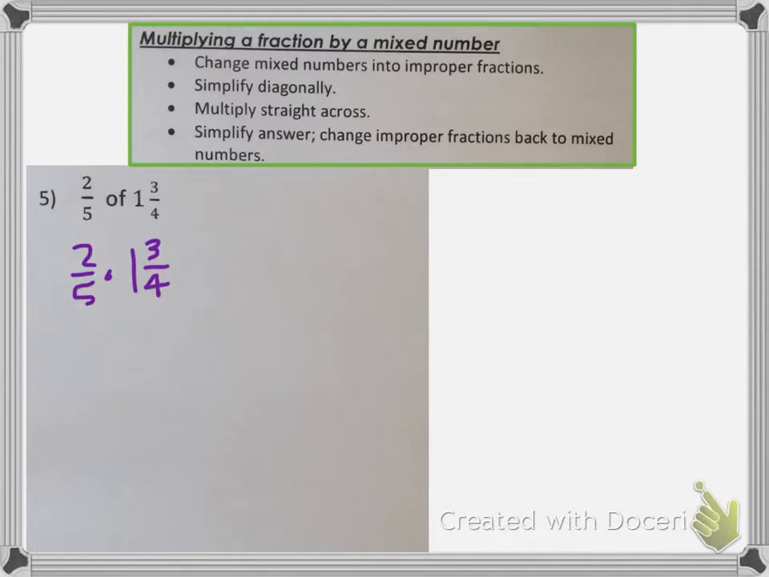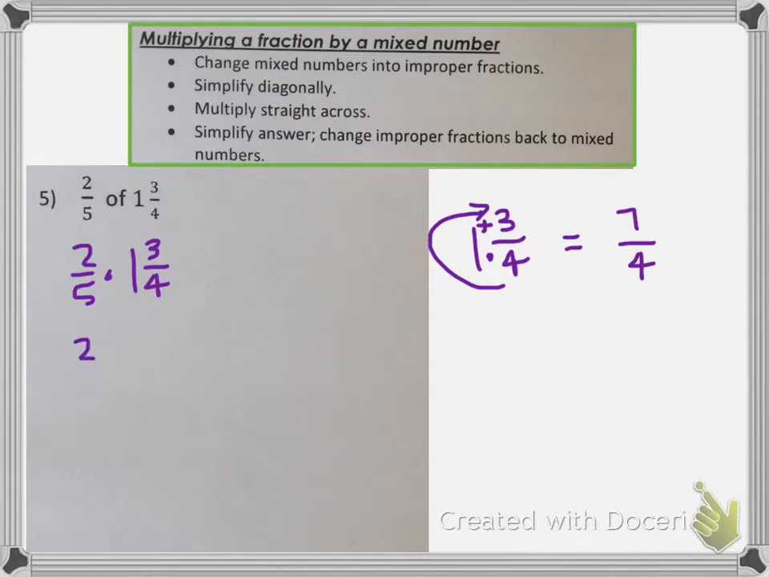When we have a mixed number in the problem, our first step is to change the mixed number into an improper fraction. You may remember that to do this, we're going to kind of boomerang around. I'm going to do 4 times 1, and then we'll add 3 to that, and that will give us our new numerator, and the denominator will stay the same. So 4 times 1 is 4, plus 3 is 7, and the denominator stays the same, it's 4. So 1 3/4 is the same thing as 7/4.